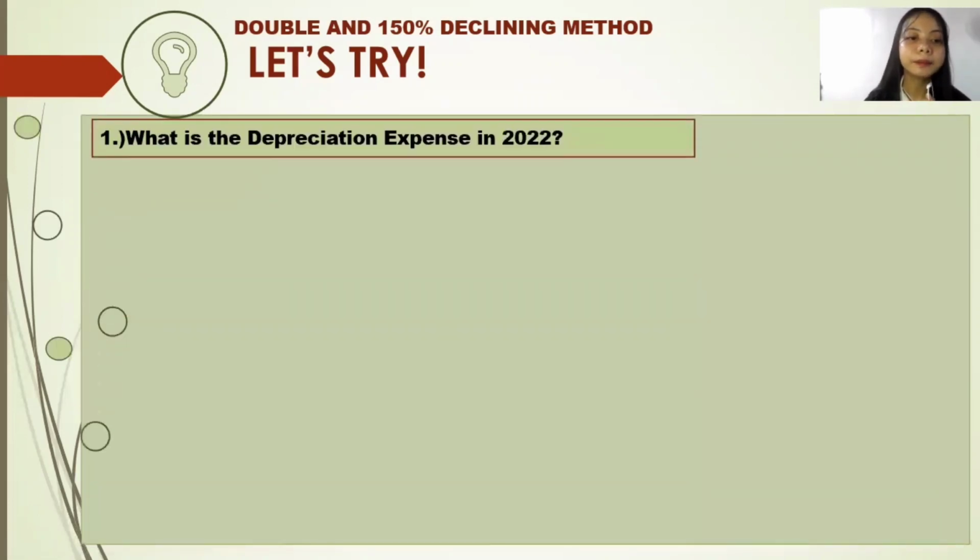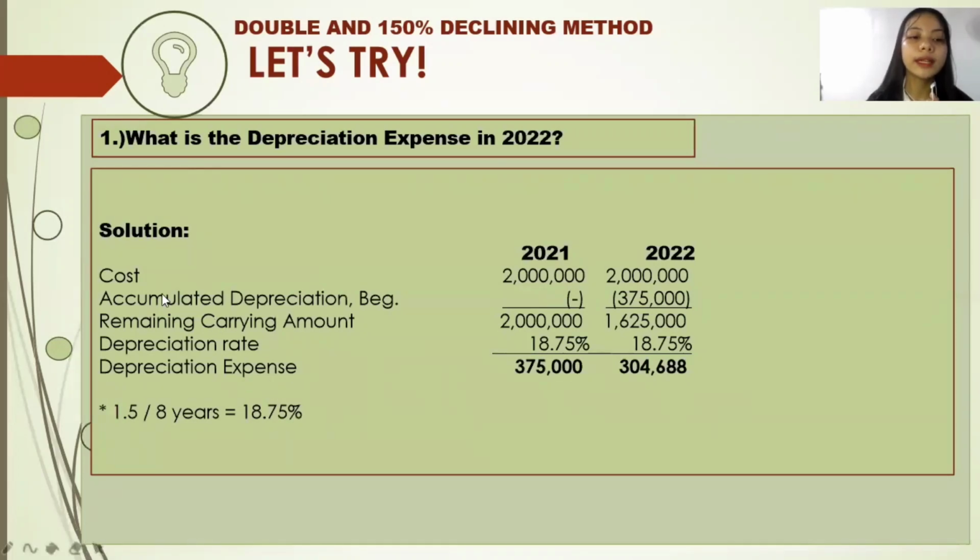To get that, first get the depreciation expense of 2021. Cost, 2 million, less accumulated depreciation beginning, which we have none, equals the remaining carrying amount of 2 million. For the depreciation rate, since we are using 150% declining, it is 1.5 over the 8-year useful life, so our answer is 18.75%. We multiply it by the remaining carrying amount. We get the depreciation expense of 2021, 375,000.